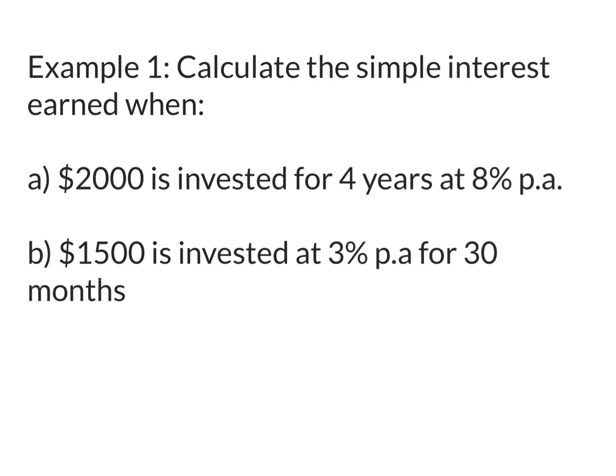Here's our first example. Calculate the simple interest earned when $2,000 is invested for 4 years at 8% per annum. Second one, $1,500 invested at 3% per annum for 30 months.